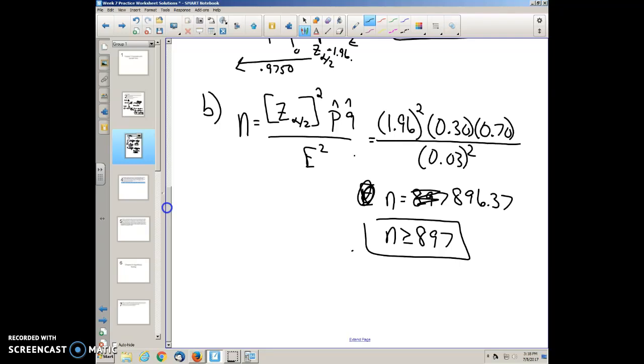So C says, does the additional survey from Part B have much of an effect on the sample size that is required? It did reduce the sample size required by, I don't know, more than 100, 160 something or other. So it did reduce it, but I wouldn't say it reduced it substantially.